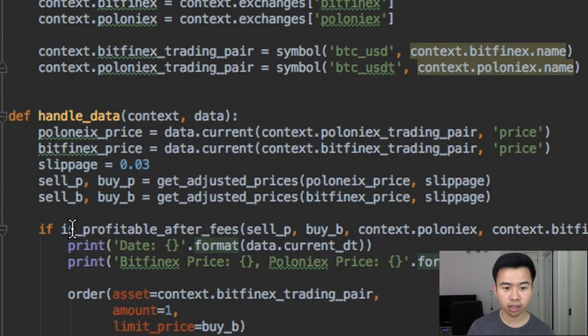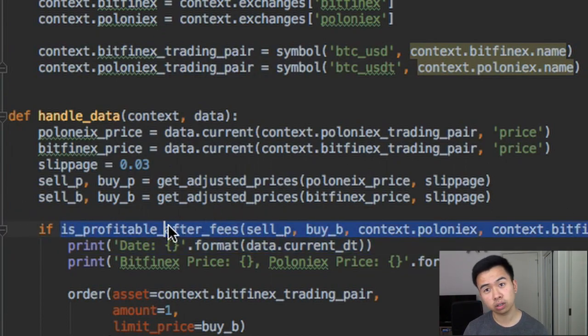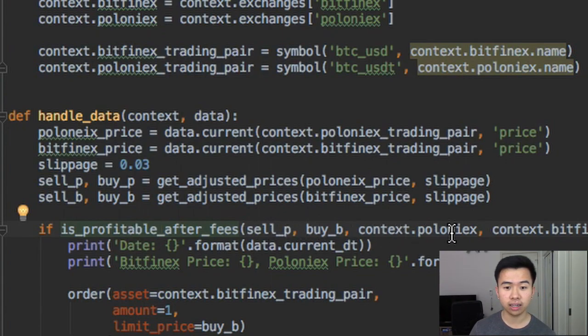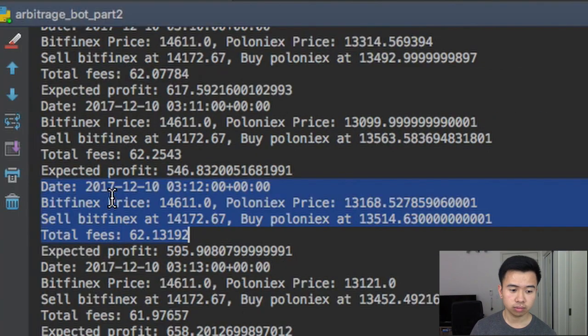You can see our algorithm changed a little bit from the previous tutorial. The previous tutorial had: if the price of one market is greater than the other. Now we're going to incorporate fees.